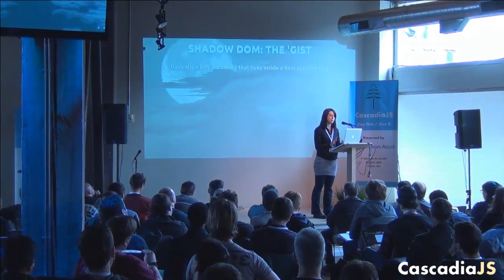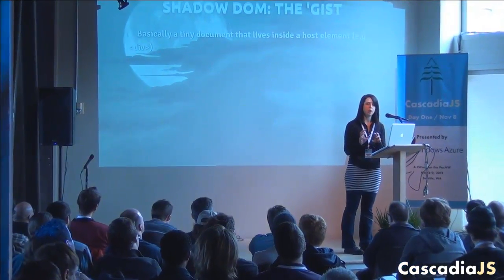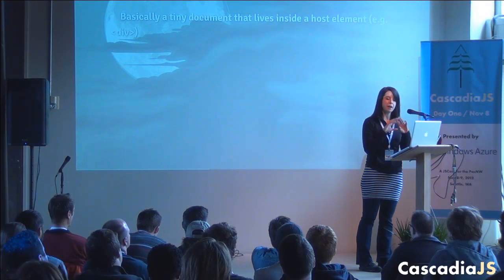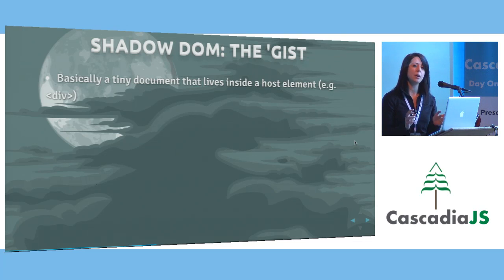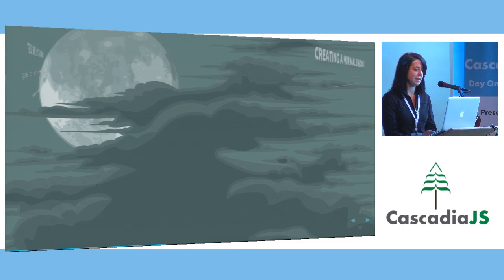So Shadow DOM is basically a tiny document that lives inside of a host element. We take a tree of DOM nodes, and it lives inside of its host, and then the parent context, the parent document, doesn't know anything about it unless we say otherwise. So again, if I iterate over all of the range input sliders, unless I do some special things, that code is not going to detect the range input sliders that are encapsulated in that video. So as I mentioned, browsers use them, and developers can too.